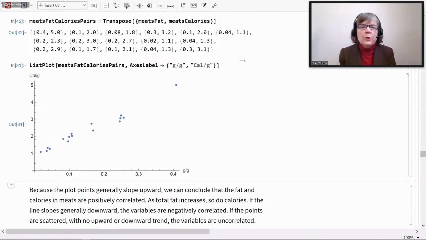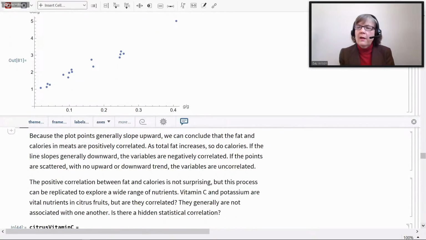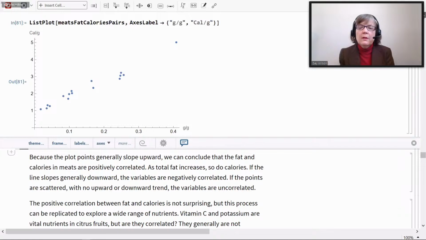ListPlot is a great, easy way to see if there is a correlation. Are they moving together? And you can see our plot. We are sloping upward. So, not surprisingly, we can conclude fat and calories in meats are positively correlated. As total fat increases, so do calories.